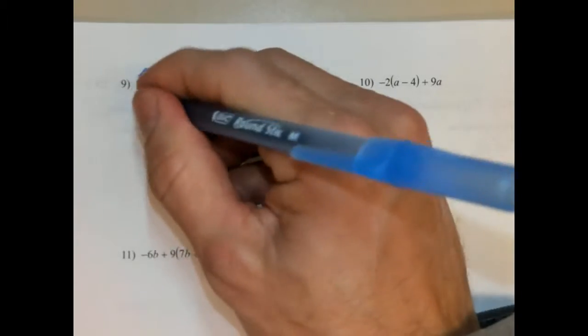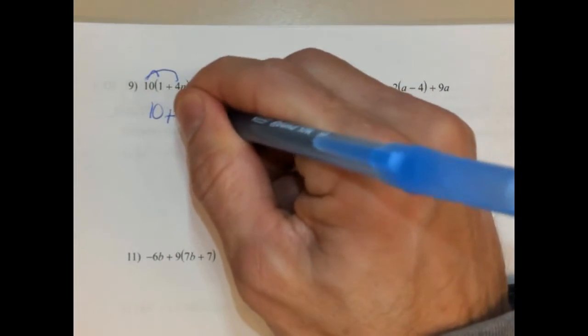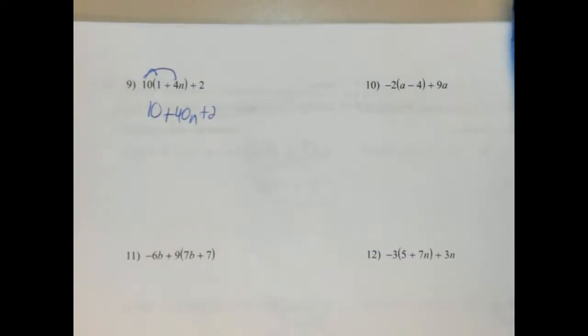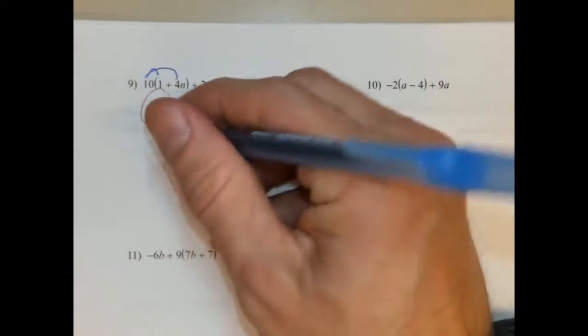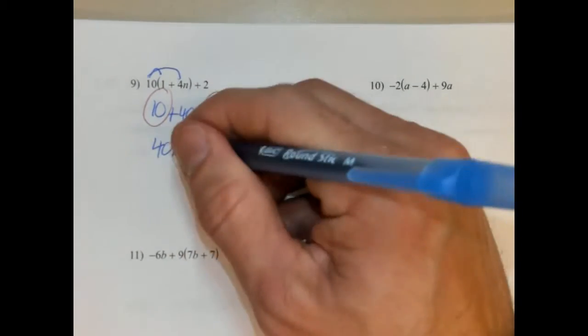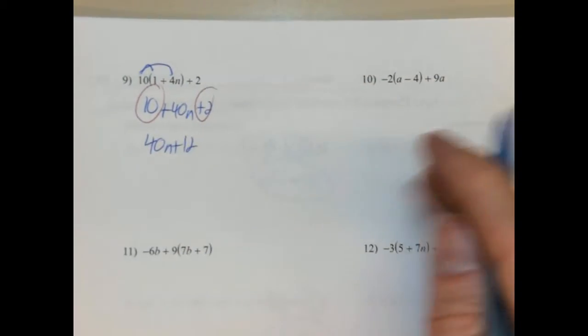Okay, so 10 times 1 is 10. 10 times 4n is plus 40n. And then we bring down the 2. So we have to combine these two like terms, the 10 and the 2, both positives. We're going to add and keep. So 40n plus 12. Or 12 plus 40n, doesn't really matter.